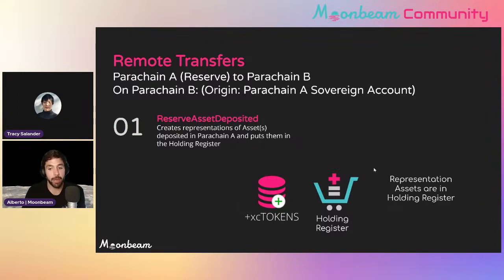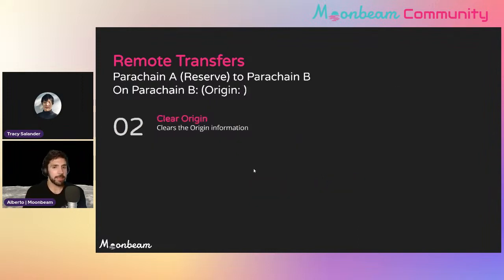Let's say it's like a shopping cart where you don't own it because you have not paid for it, but it's there in the shopping cart waiting to be utilized somewhere, okay? So now Glimmers are created and they're going to be put in the shopping cart where you still don't own it. The next step is an instruction called clear origin.